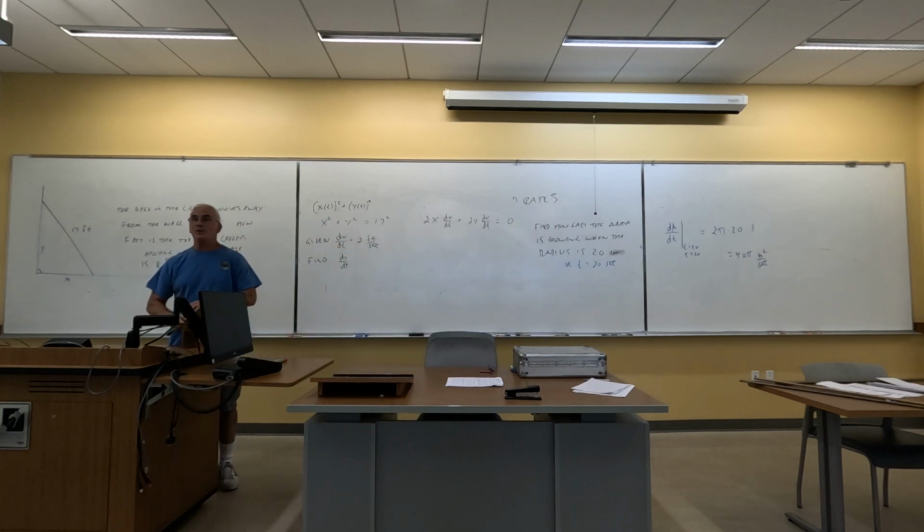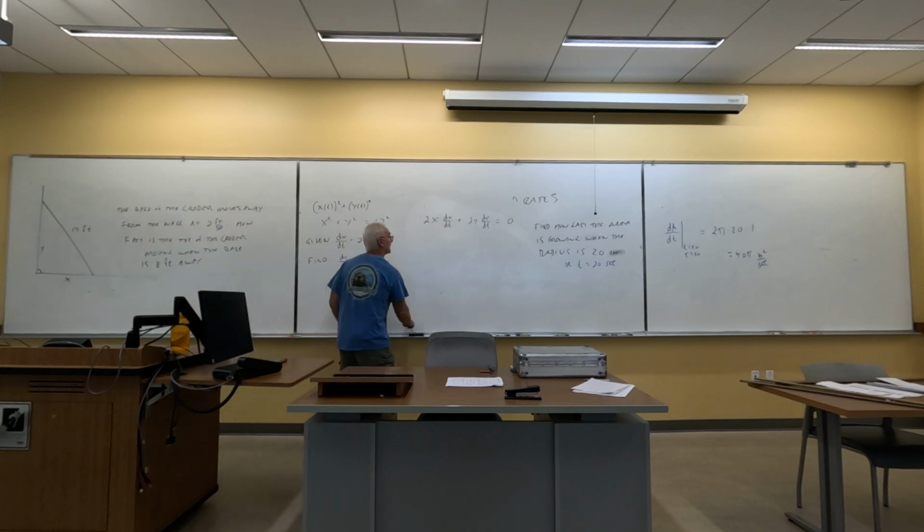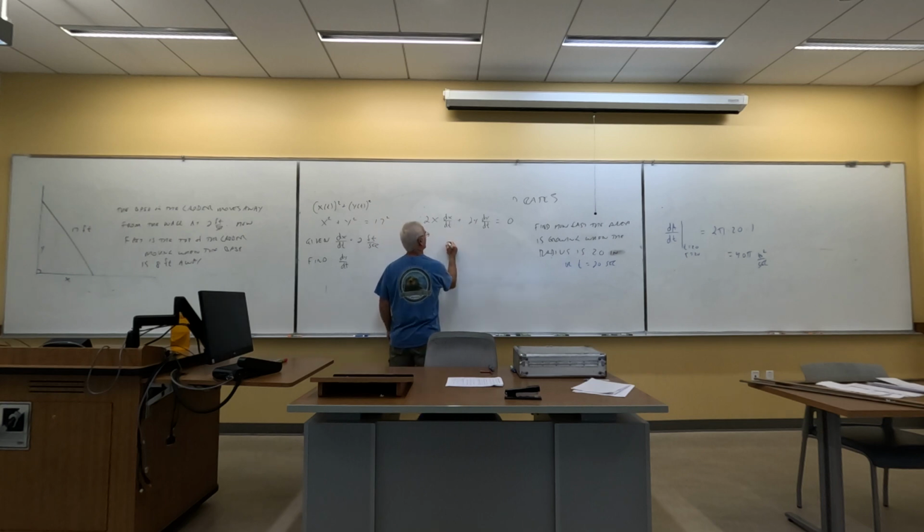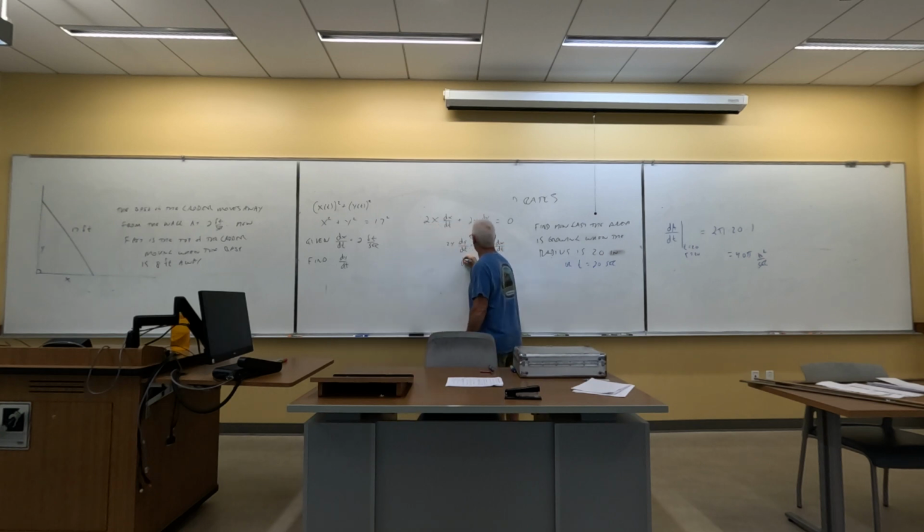I'm telling you that you know dx/dt. I'm asking you to tell me dy/dt. Can I get that by itself? The dy/dt? Yes. Throw that guy over there. You can divide both sides by 2 first, right? So how about I write dy/dt equals negative 2x dx/dt over 2y. Now I can cancel the 2's, obviously.